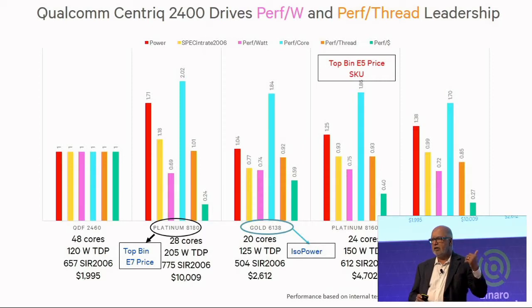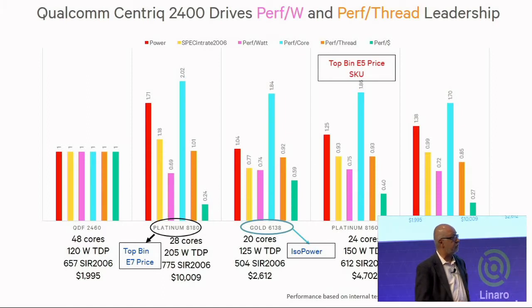So I picked the top SKU that was at the price point of the old E5, which is now the 8160, at 150 watts, $4,700. And again, you can see that except for the performance per core, our chip comes out looking ahead. So on performance per thread and performance per watt, we beat all of these.